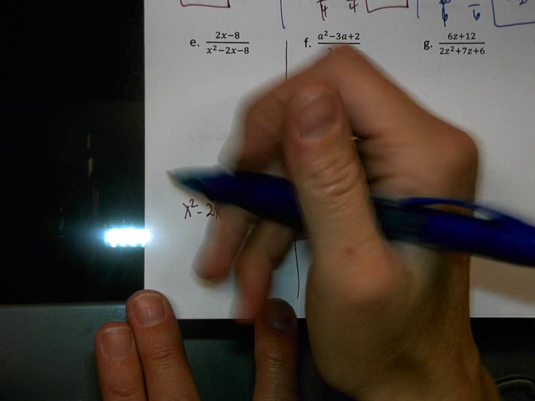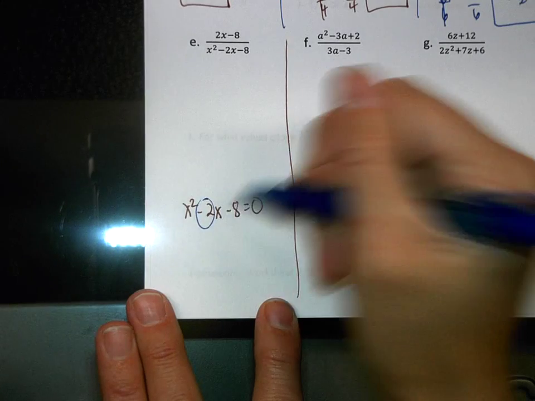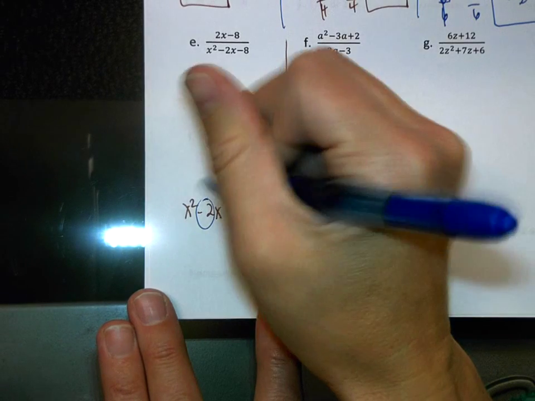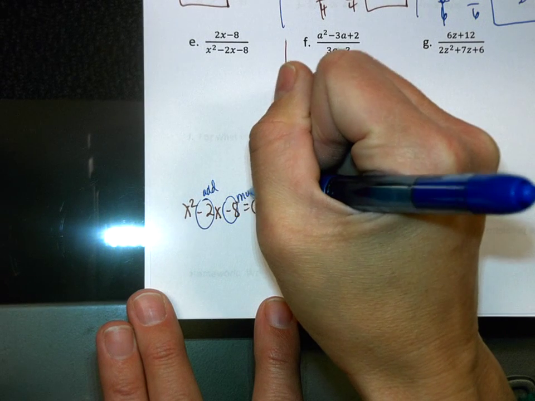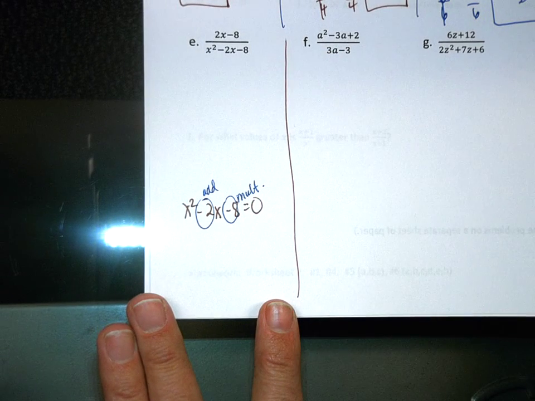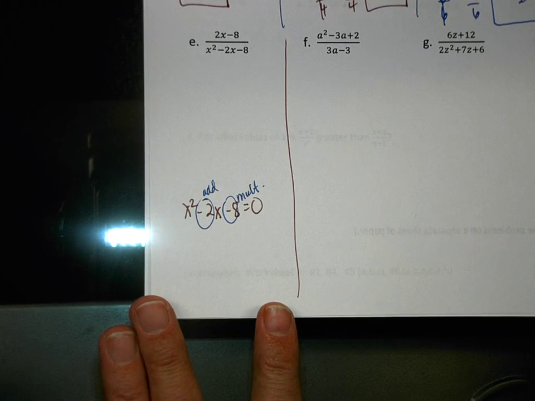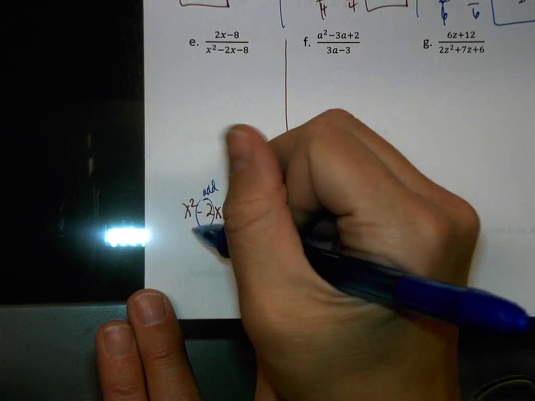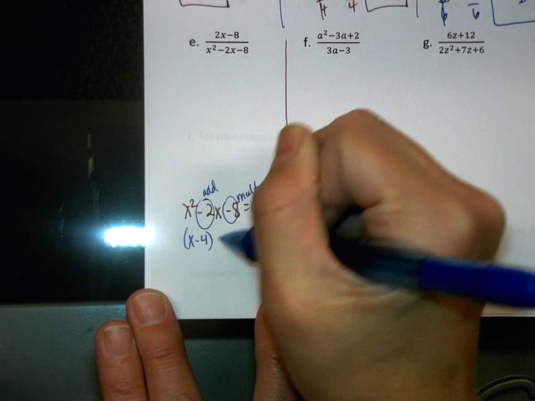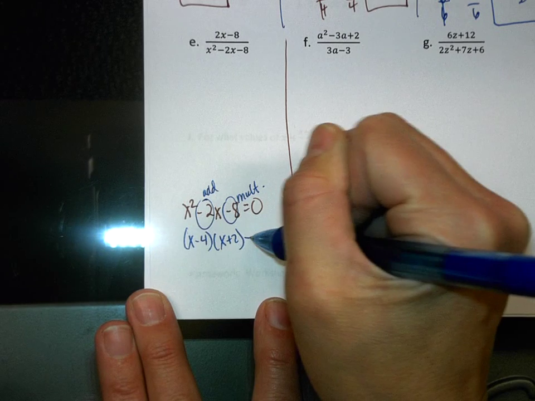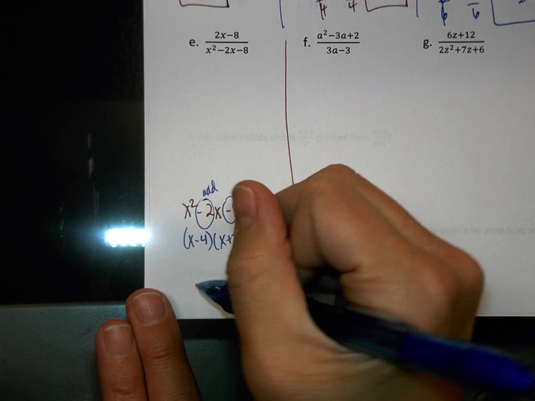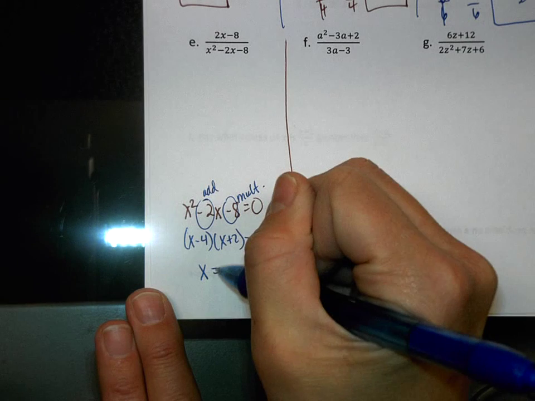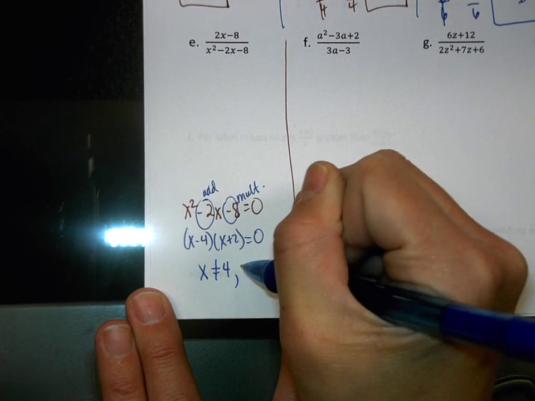Factor it. Good. So since I have an x squared term and an x term, we need to factor. So remember that is my adding number, and this number is my multiplying. And so what numbers multiply to be negative 8 and add to be negative 2? Good. x minus 4 and x plus 2. And when I set those equal to 0, what do they equal? 4 and negative 2. So that means that x cannot equal 4 or negative 2. Good.